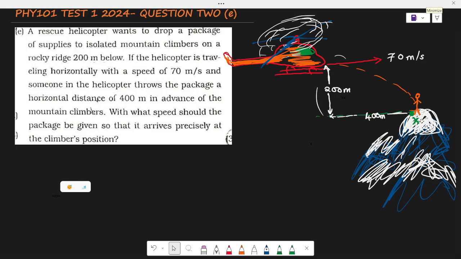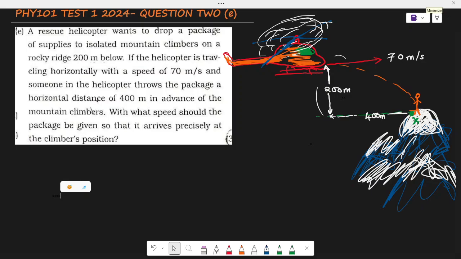Okay, here's a seemingly interesting question. We have a helicopter which is traveling at a speed of 70 meters per second, and it is 200 meters above the mountain where the climbers are, and its task is to drop supplies to these climbers. There's a guy in the helicopter who throws these packages 400 meters to the climbers, and they drop these packages in advance. And we're told this helicopter is traveling at a speed of 70 meters per second.